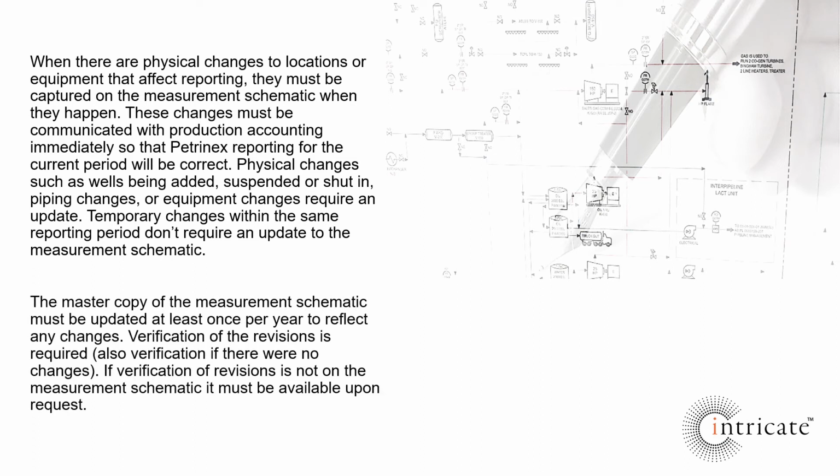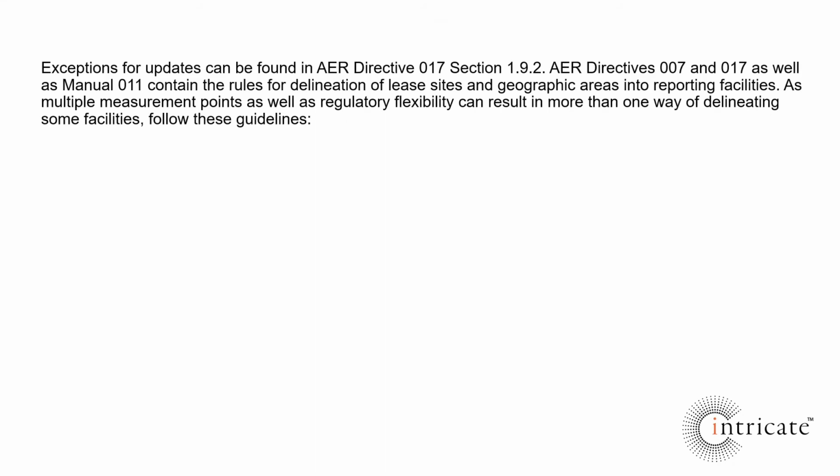The master copy of the measurement schematic must be updated at least once per year to reflect any changes. Verification of the revisions is required, also verification if there were no changes. If verification of revisions is not on the measurement schematic, it must be available upon request. Exceptions for updates can be found in AER Directive 17, Section 1.9.2.